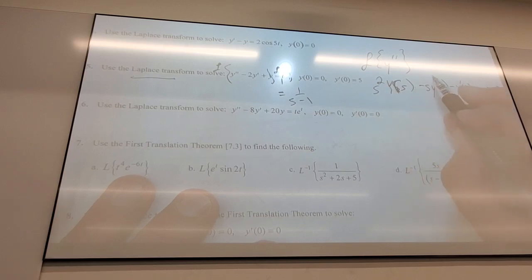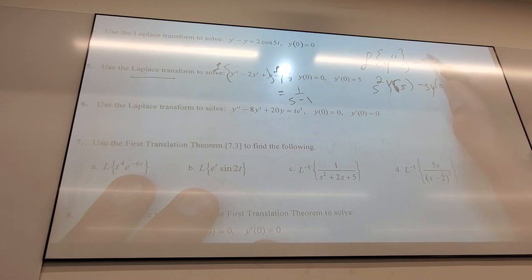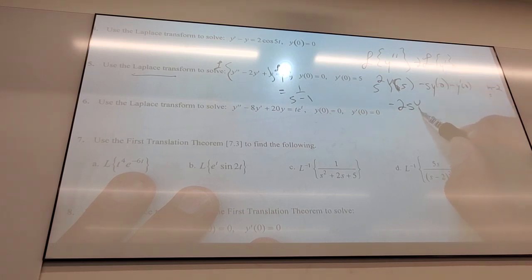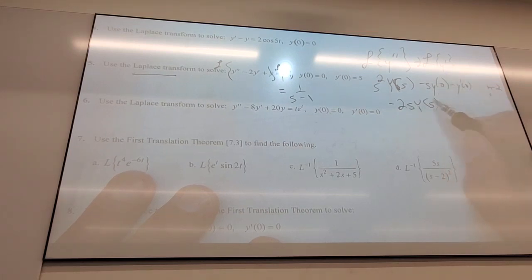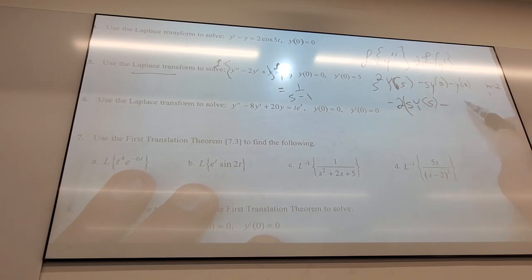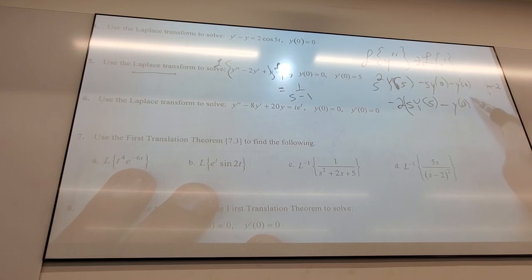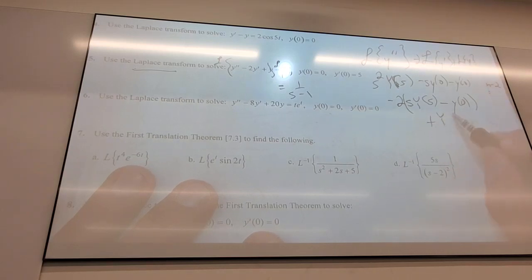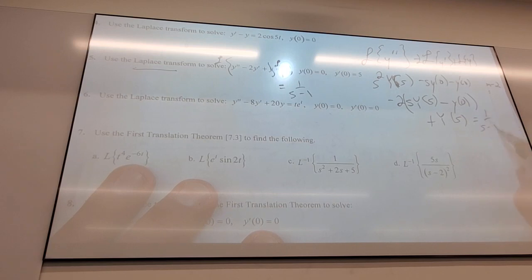That's y double prime. Then I've got to do minus twice the Laplace of y prime. So it has the same idea: minus 2, first degree because it's a first order, big Y. Then the s goes down by 1 degree, so now it's a constant, and then this is y of 0. Is that all right? And then plus the Laplace of y, and the Laplace of y is just what? Big Y of s, yeah. And the other side is 1 over s minus 1.